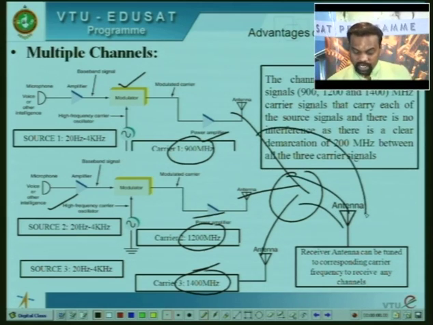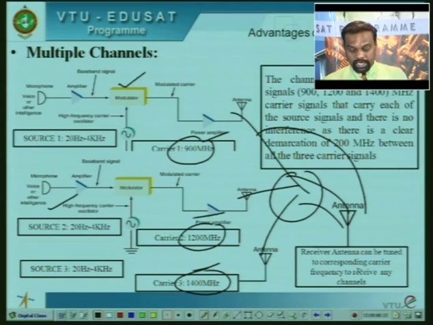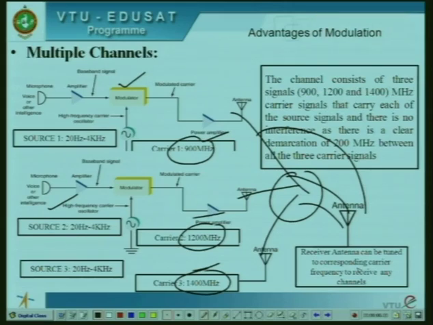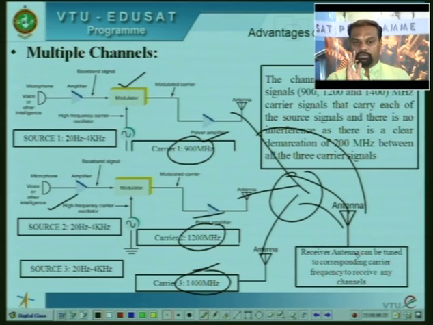Now it is left to the receiver to choose which source he is supposed to listen to. He can tune his receiver to 1200 megahertz, and automatically he will be able to receive all the signals coming from source 2. He can tune the receiver to 1400 megahertz, so he can receive all the signals coming from source 3. So the user now has a choice to choose from all the 3 sources, and that is possible only because of modulation. So this is the second advantage of modulation.